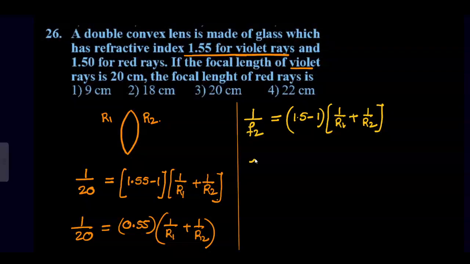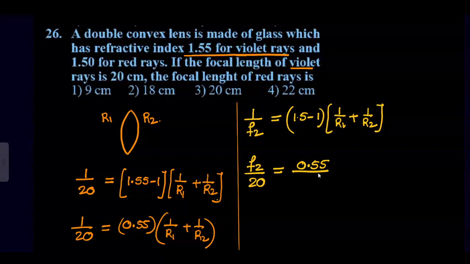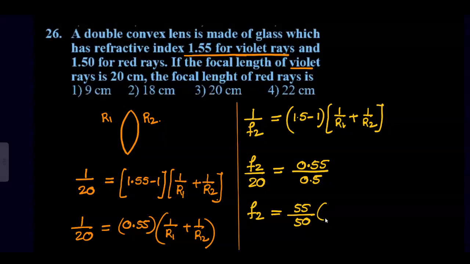So if I take the ratio between these two, f2 by 20 is equal to 0.55 by 0.5. Now we can simplify to get the f2 value. So this value we can say is now 55 by 50 into 20. The zeros cancel, this is 11s, and it will come as 22 centimeters.